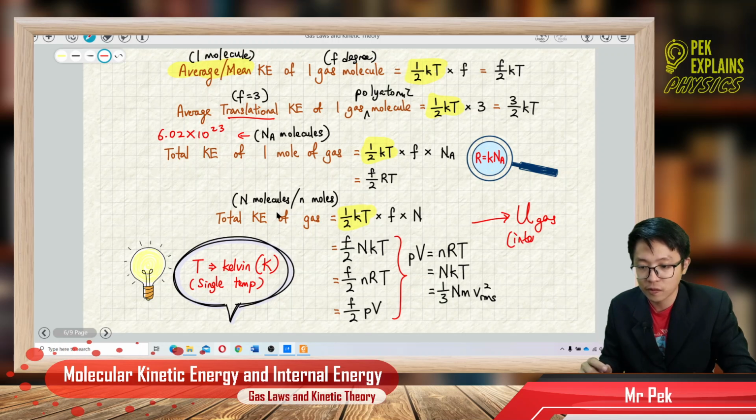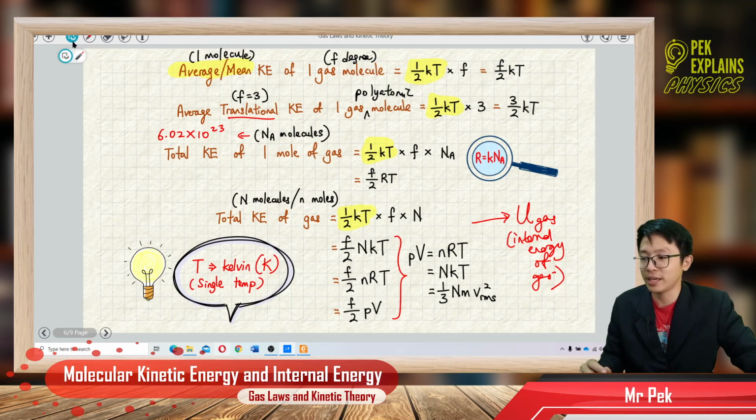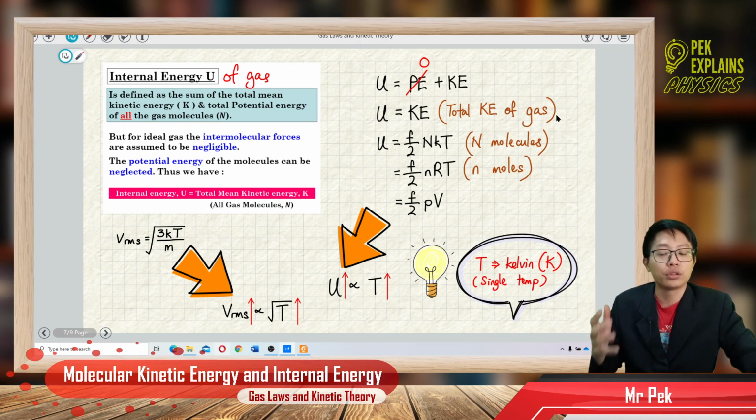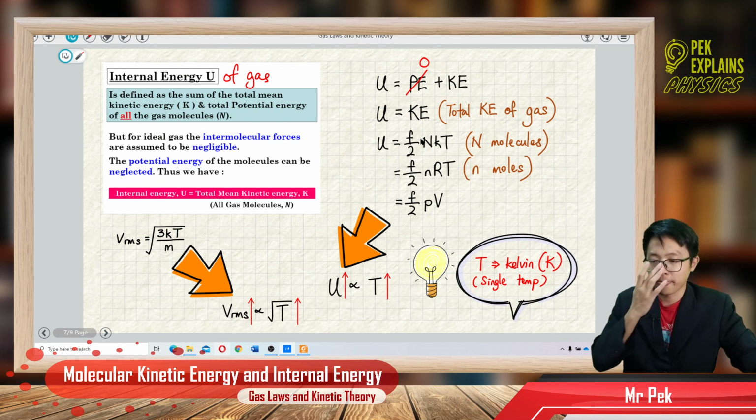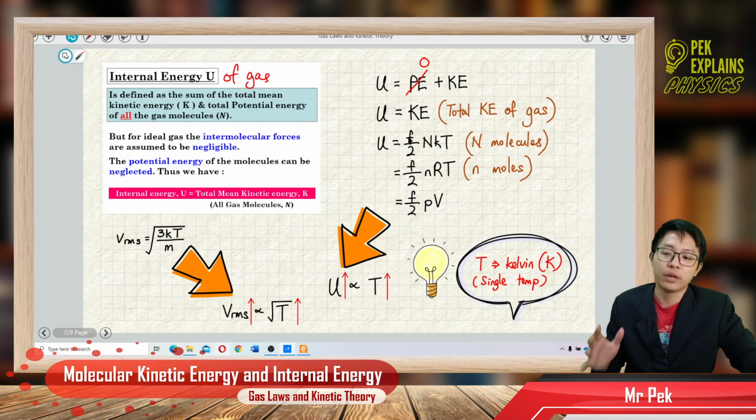The internal energy of gas. Okay, good. So the internal energy of gas is the total kinetic energy of gas. If the question asks for internal energy of gas, you just find the total kinetic energy of gas. Use either of these three formulas. So internal energy of gas is also f over 2 NkT, f over 2 nRT, or f over 2 PV.